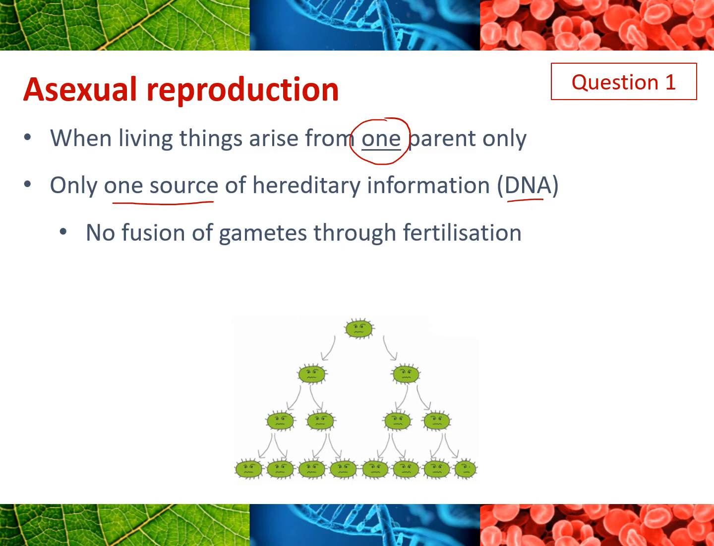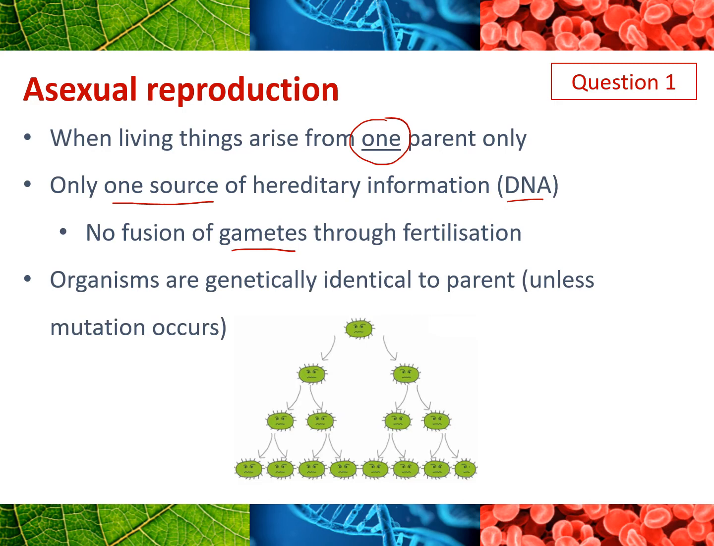But with sexual reproduction, we have gametes, so we have a sperm and an egg fuse and fertilize. But with asexual reproduction, that doesn't happen because there's only one parent. So there's only one source of DNA. Because of that, the offspring that are born are genetically identical to the parent, unless mutation occurs, which is like a random change to DNA. Remember, mutation happens randomly, it can't be planned.